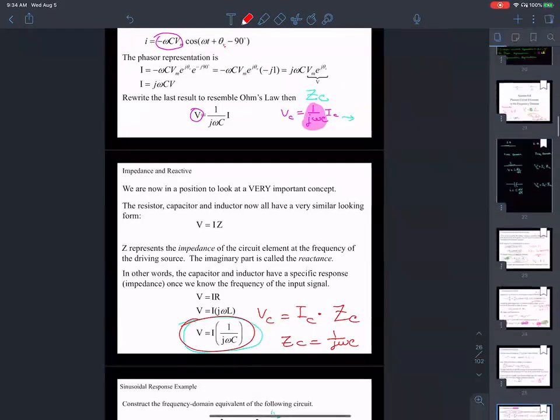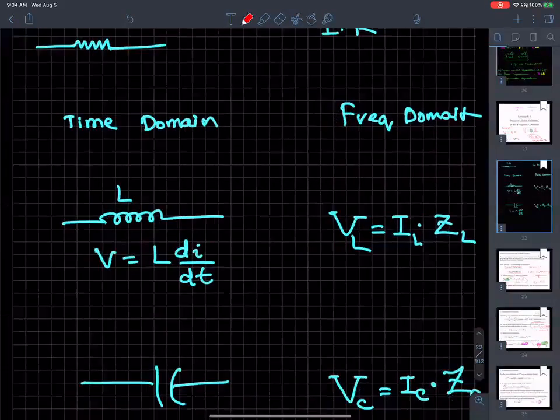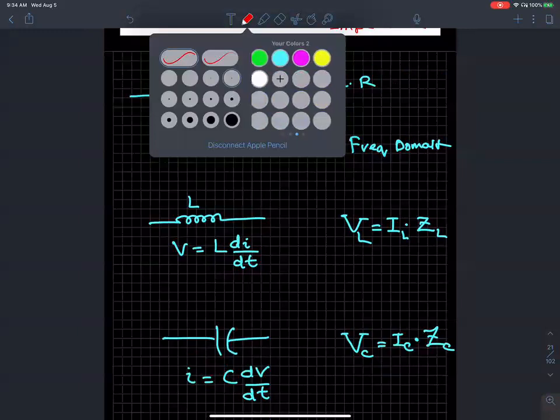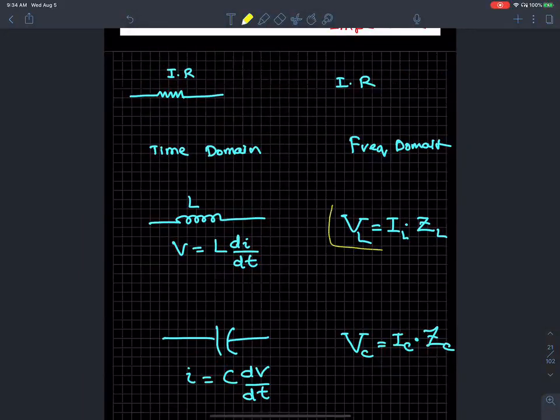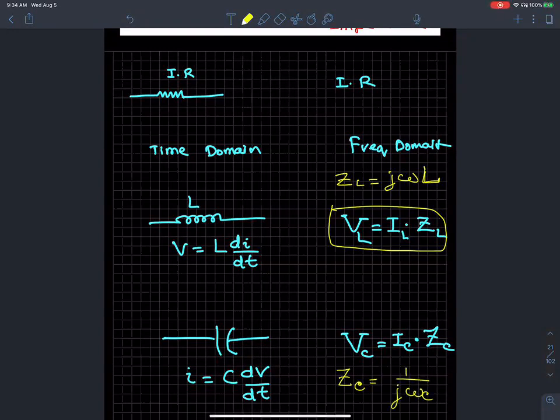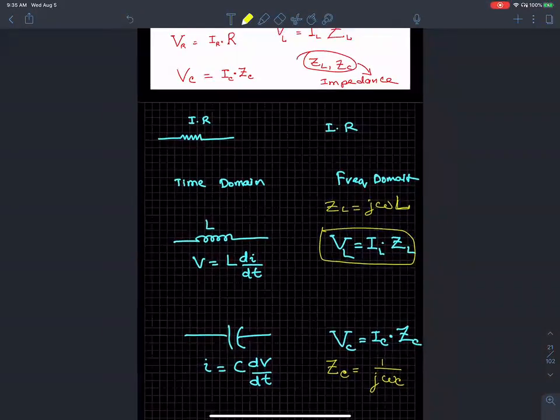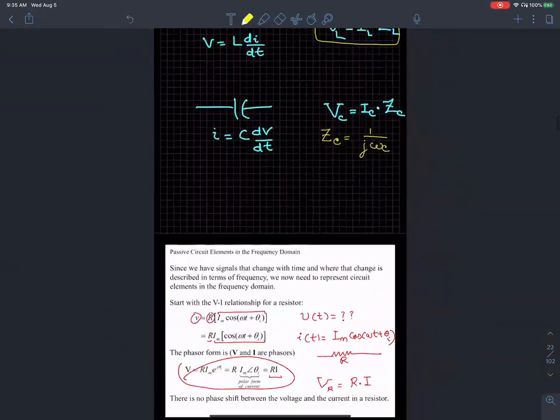Let me go back to the summary page that I started off with. I mentioned, and now you should see why that is the case, that VL is IL times ZL, where ZL is j omega L. Similarly, ZC will be 1 over j omega C. ZL is called the impedance of the inductance, and ZC is called the impedance of the capacitor. These parallel the resistor in the frequency domain. Does that make sense? Cool.